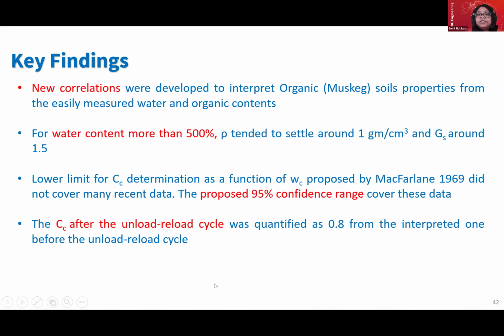And the CC after the unload-reload cycle was quantified as 0.8 of the interpreted one before the unload-reload cycle. NKT, the parameter that is used for the penetration resistance, with respect to this parameter and the undrained shear strength data from the field test, is 8 for the soil, and we proposed 8. And N-ball average parameter for N-ball is 9.